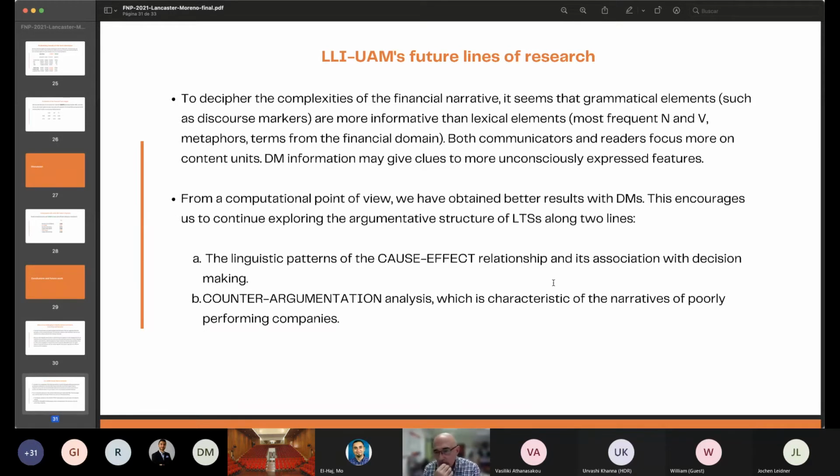This result encourages us to continue exploring the argumentative structure of letters to the stakeholders along two lines. First, the linguistic pattern of the cause-effect relationship and its association with decision-making. And second, counter-argumentation analysis, which is characteristic of the narratives of poorly performing companies.